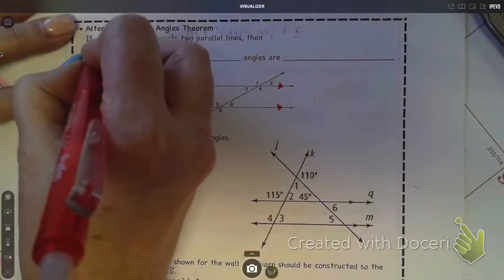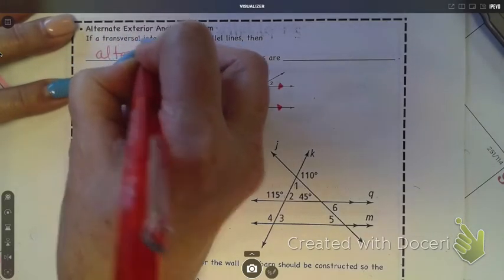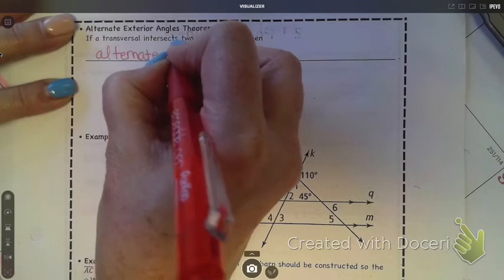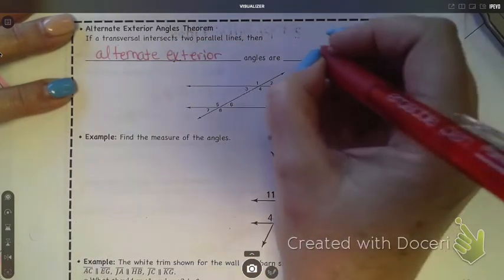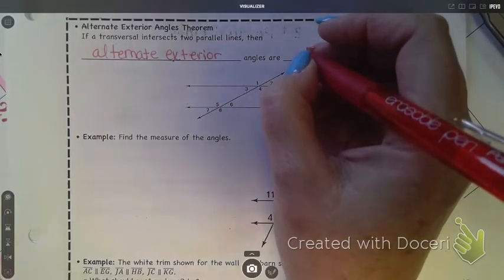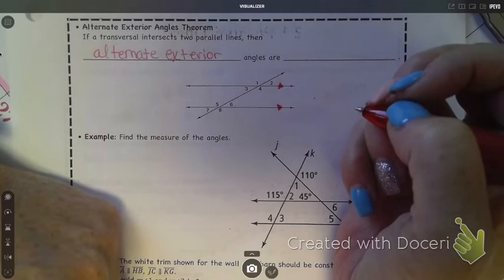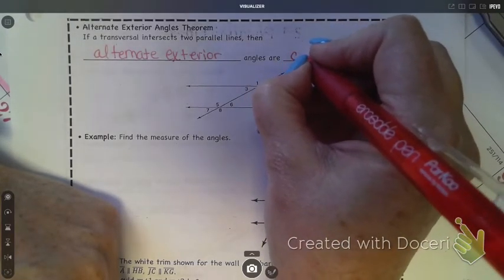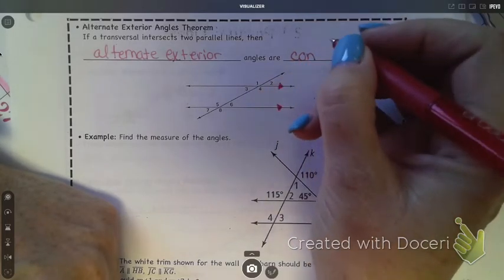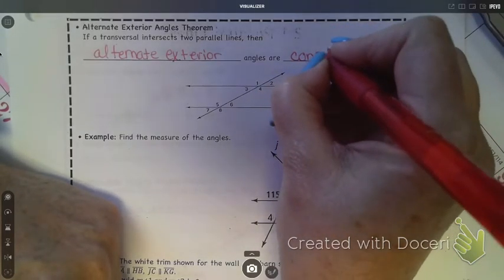Then alternate exterior angles are, does anyone want to throw out a word that might be? They are congruent. It was the word of the day yesterday, right? Yeah. Except for the ones, the same side interior were supplementary, weren't they? Are congruent.